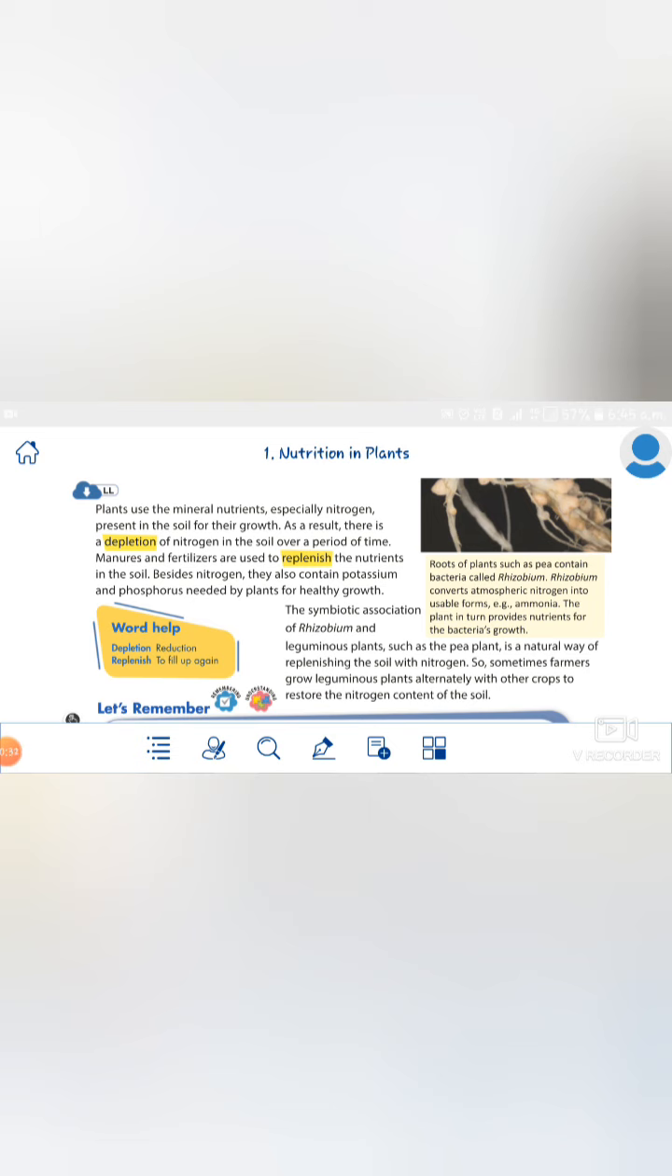Farmers and gardeners use manures and fertilizers to replenish the nutrients in the soil. Besides nitrogen, they also contain potassium and phosphorus needed by plants for healthy growth. Leguminous plants and rhizobium have a symbiotic relationship.